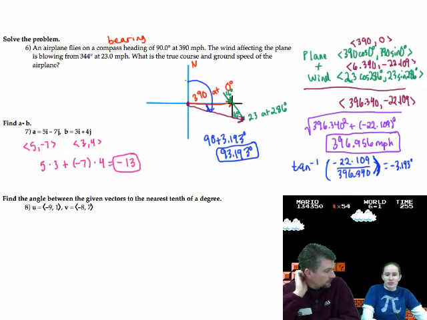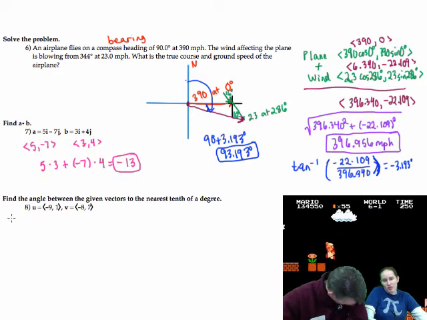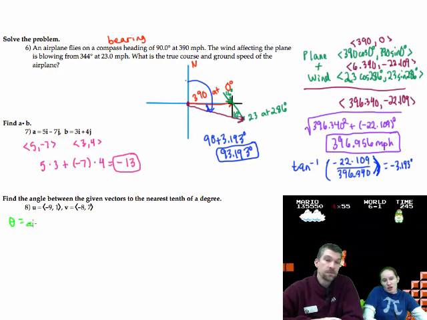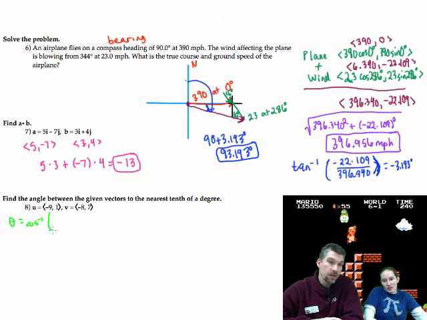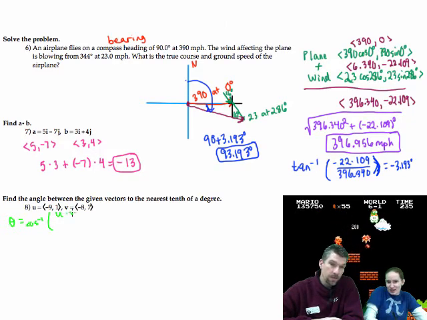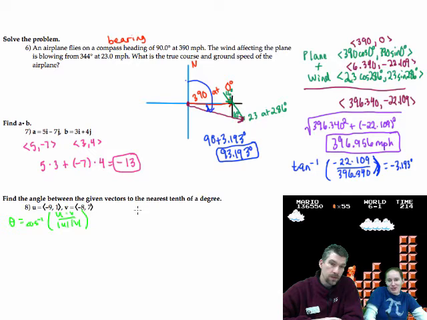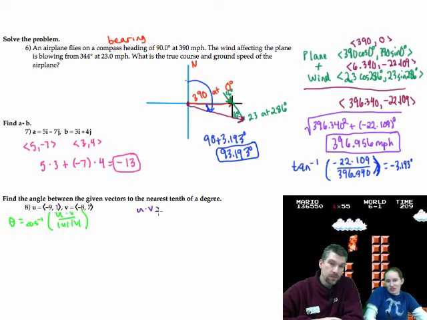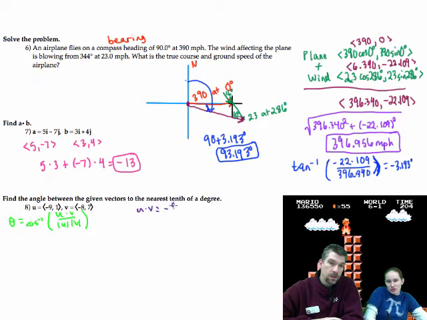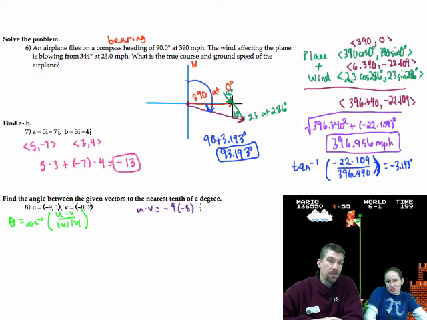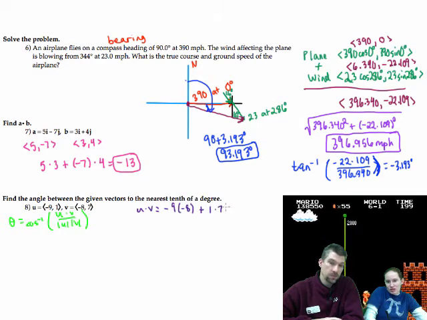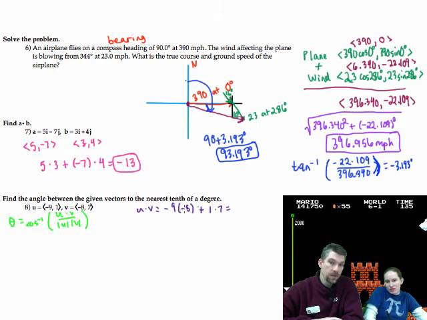We have a formula where we do the dot product on top of the magnitudes multiplied together, and we inverse cosine that. That's u dot v, which is first times first, negative 9 times negative 8, plus 1 times 7. So there you go. Positive 72 plus 7 is 79.